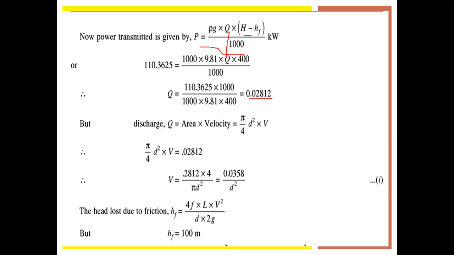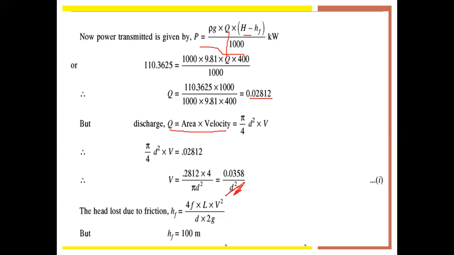But the discharge formula is equal to what? Area into velocity. Therefore, area is pi by 4 d square into capital V. So pi by 4 d square into V is equal to the discharge value. Then what is V here? V is equal to 0.02812 into 4 divided by pi d square. After deriving this, what we finally have to find is the d value.